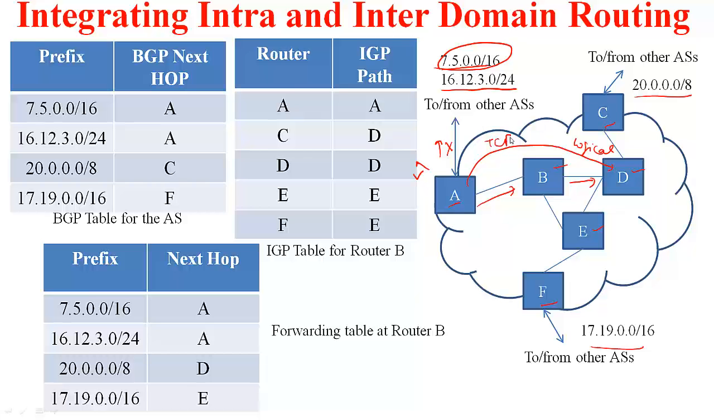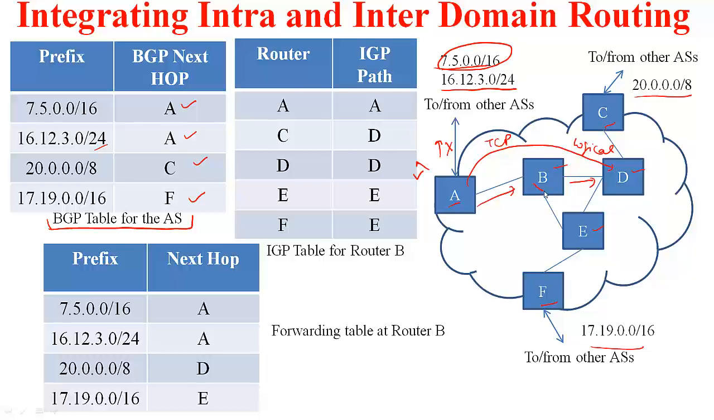But since I said it is a TCP connection, internally the routing between A and D is handled by the interior gateway protocol. We don't have to worry about it. Now, based on these iBGP sessions, all the routers within this autonomous system have this BGP table. So they know that to reach this, you have to go via A, to reach this, again via A, to reach this, via C, and to reach this, via F. So this information is consistent across all the routers, and this consistency was achieved by the iBGP sessions.